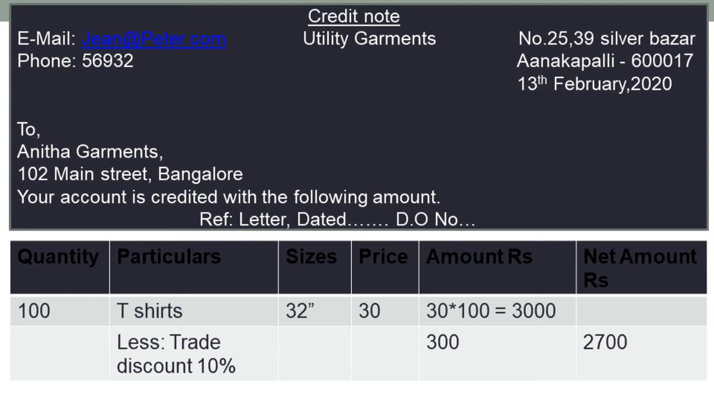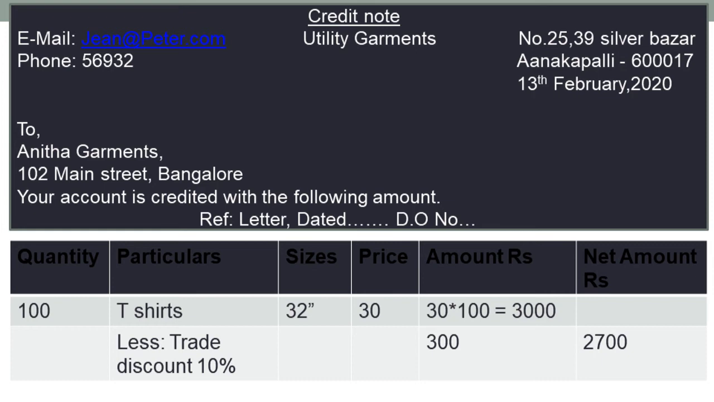In the first column, he has mentioned the quantity, that is 100. In the particulars column, he has mentioned the product type, that is t-shirt, and also the trade discount given, that is 10%. In the size column, he has mentioned the size of the t-shirt. In the price column, he has mentioned the price of each t-shirt, that is 30.